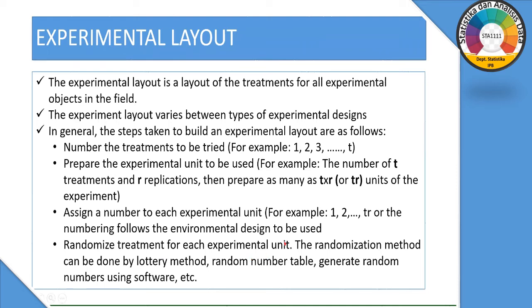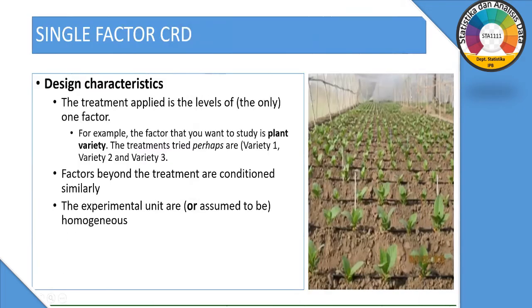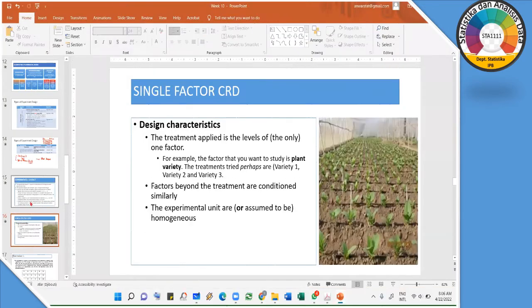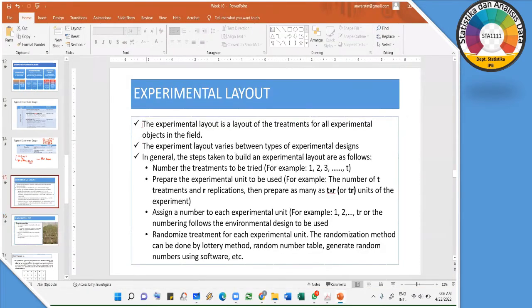So we need to randomize the treatment to the experimental units at random. You can use a calculator or random number table, or we can generate random numbers using software and so on. Actually, you can even use Microsoft Excel. Correct. Later I will explain to you. So for example, let me explain how to understand this experimental layout.